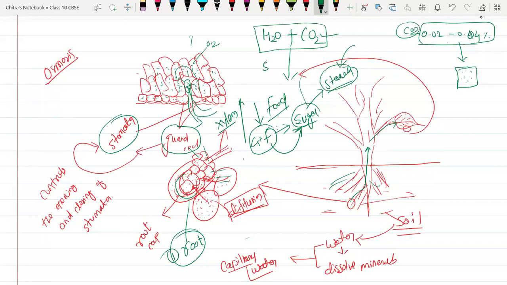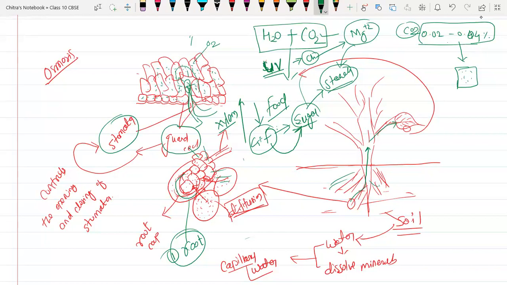So sunlight, or ultraviolet rays, will also do. And here we have chlorophyll. Chlorophyll is a coordinate compound of the magnesium ion, Mg2+. It absorbs the energy of sunlight and converts it into chemical energy.